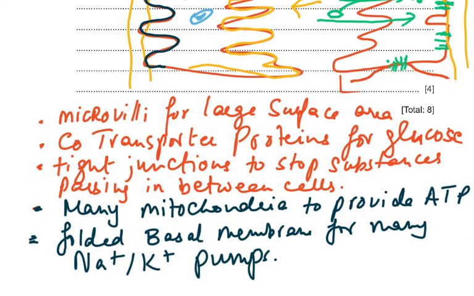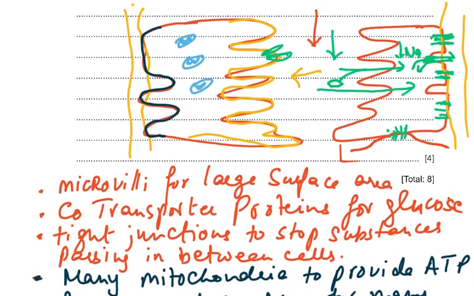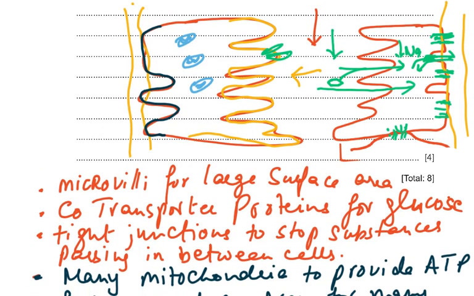So this is how we would write them. Microvilli for large surface area, co-transporter proteins for glucose, tight junctions to stop substances passing in between cells, many mitochondria to provide ATP, and folded basal membrane for many sodium potassium pumps. And you can look at this diagram and you can see for yourself how this is a very simple question and a very direct question. There's no ambiguity about it.